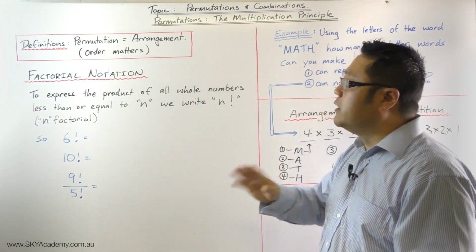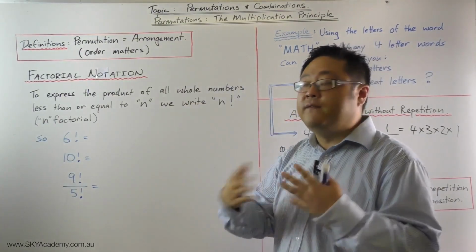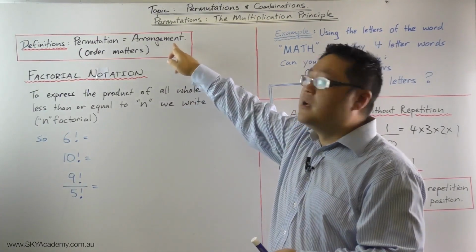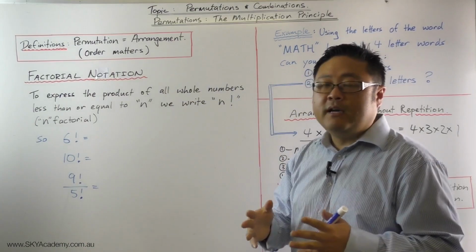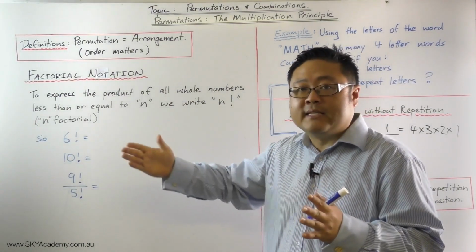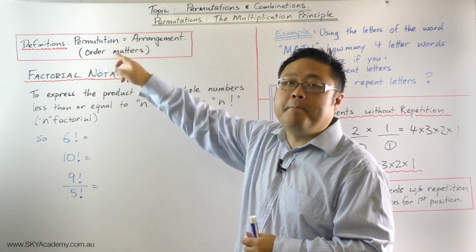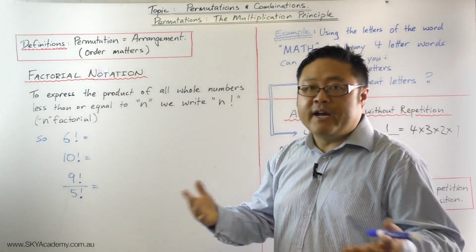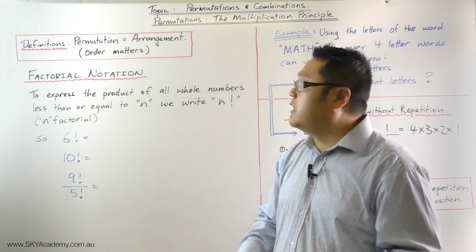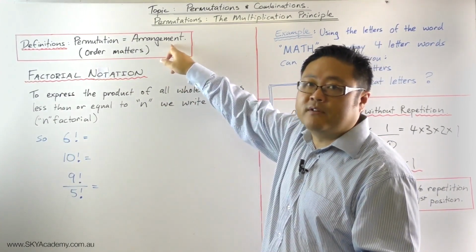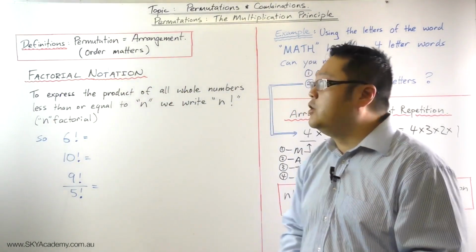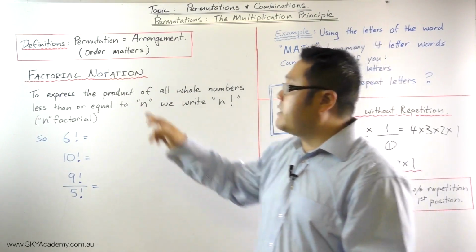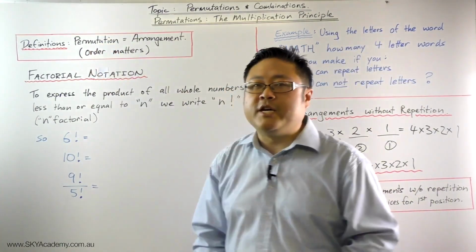Let's revisit what a permutation is. A permutation is basically an ordered list where order matters. Another word we can use for it in everyday language is arrangement. So it's the number of arrangements that you can make, where the mathematical word we use is permutation.